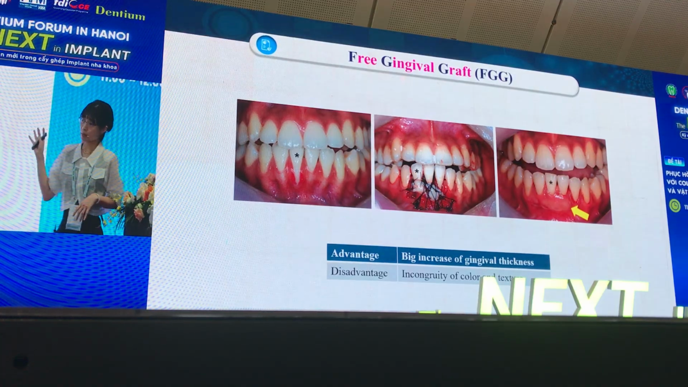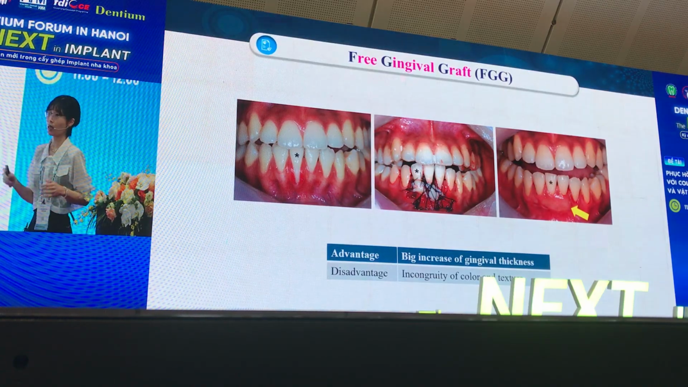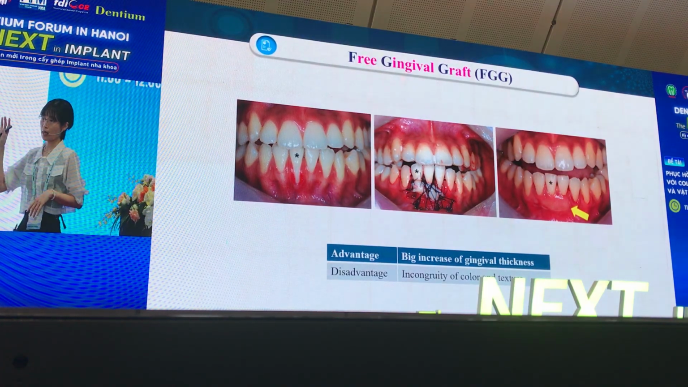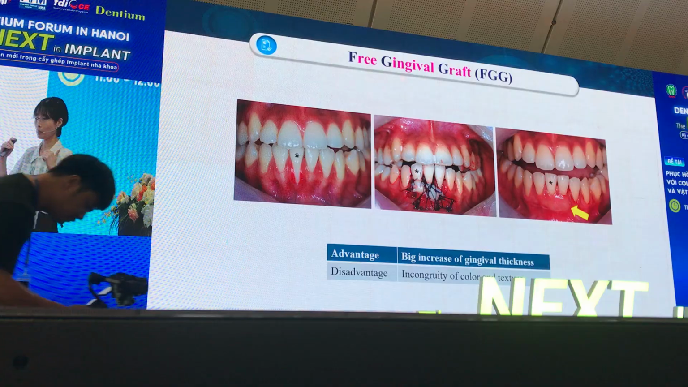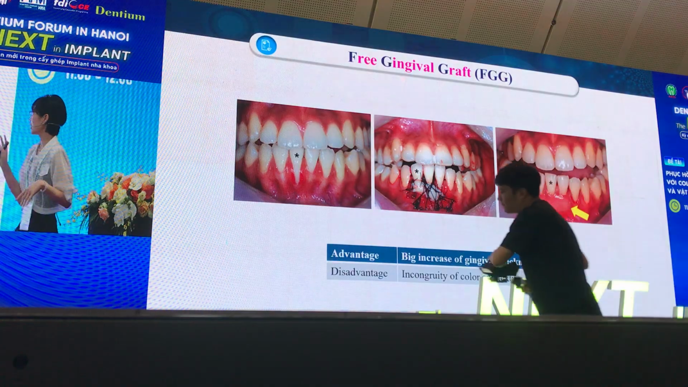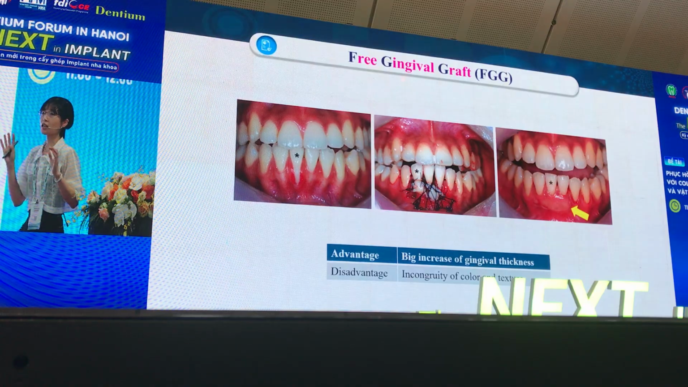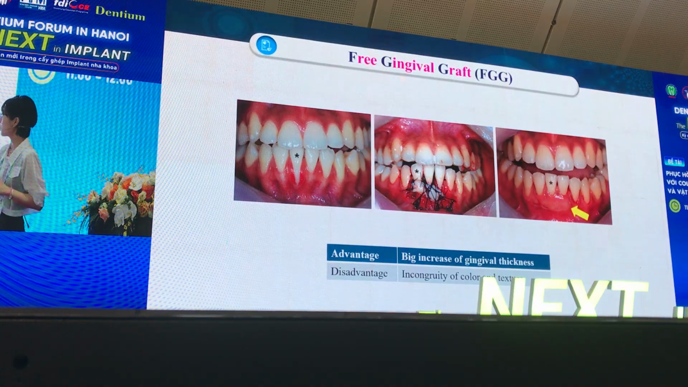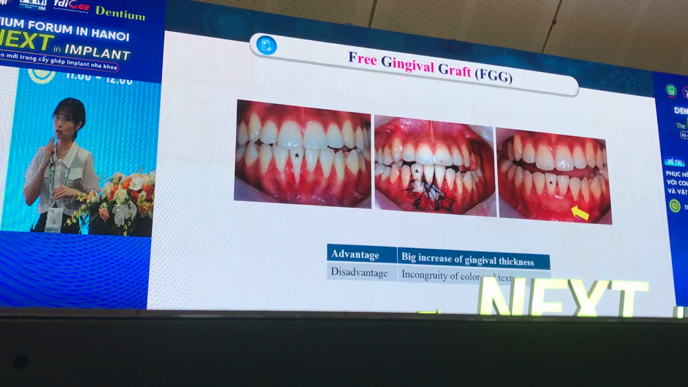In the case of FGG, we have the advantage that we can get a big increase of the gingival thickness, because when we get the FGG from the palate, you get the epithelial layer and also connective tissue layers. But have you ever checked the color and texture of the palate and the facial side? There is a little bit of difference between them, so it can make the color and texture inharmonious when we do the FGG at the anterior part.